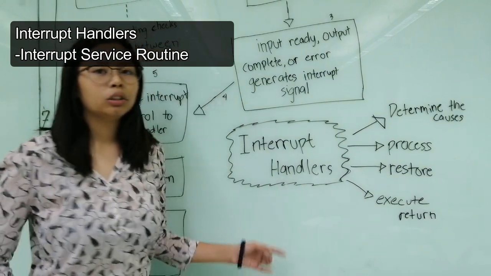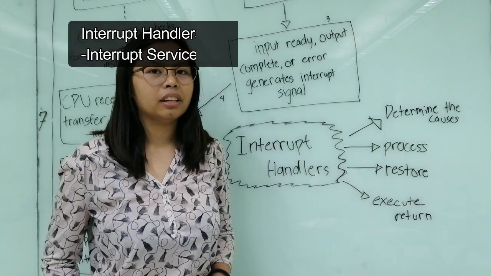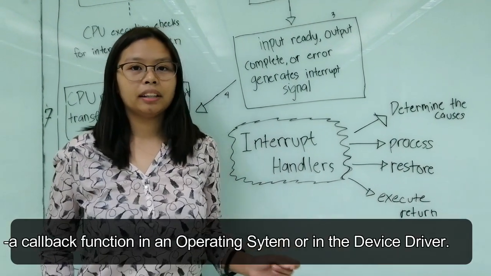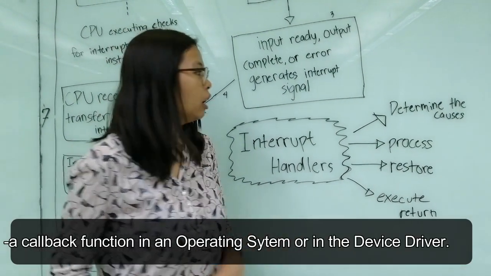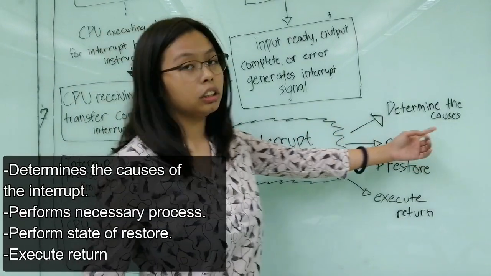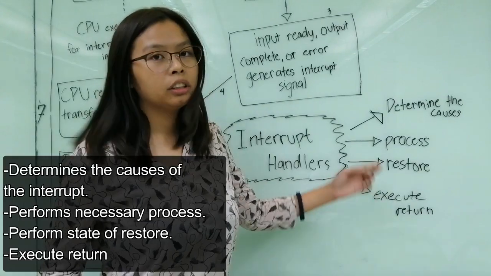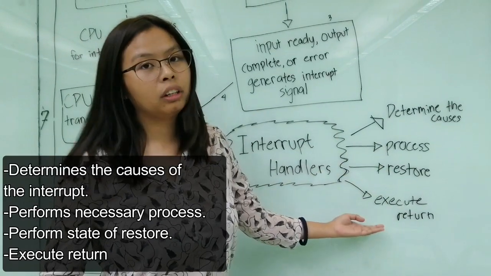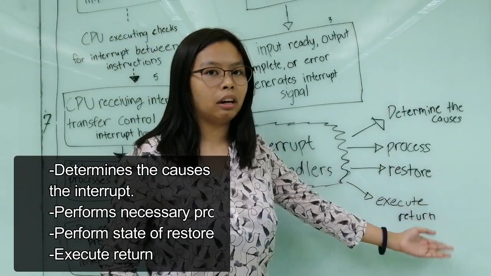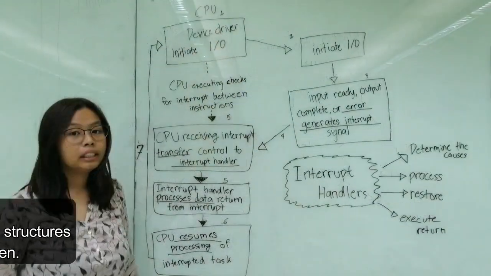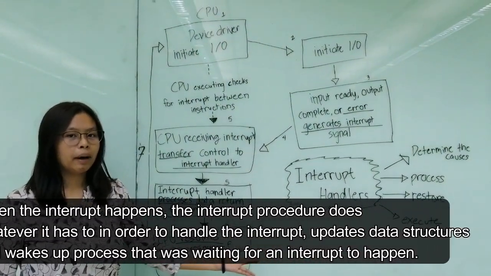Interrupt handlers, also known as interrupt service routines, are callback functions for an operating system or a device driver. Interrupt handlers determine the causes of the interrupt, process it, restore the state, and then execute the return of the process that has been interrupted. So this is the process of an interrupt handler.